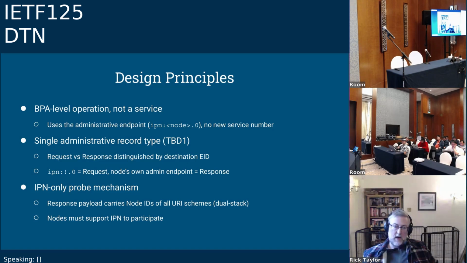And these bullets are in a bit of a strange order, actually. So the IPN-only probe mechanism: you have to use the IPN scheme in order to use BP-ARP, although you can learn about DTN or other schemes. Multicast and anycast aren't supported, but you can learn other schemes via the IPN scheme bootstrap of ARP. So you must support IPN.